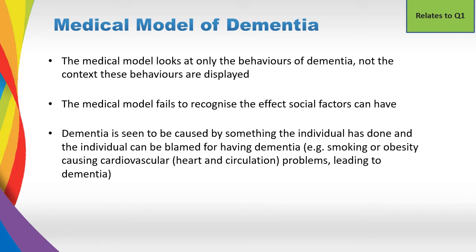The medical model looks at the behaviours of dementia, not the context in which those behaviours are displayed. So there could be certain triggers that can affect a person with dementia. For example, when I worked with people with dementia, I remember a lady and she was asked by one of the care workers, "Do you have children?" And she cried and cried and cried, and she was very upset. And it turned out that she wasn't able to have children. Her and her husband had never managed to conceive, so she was devastated.